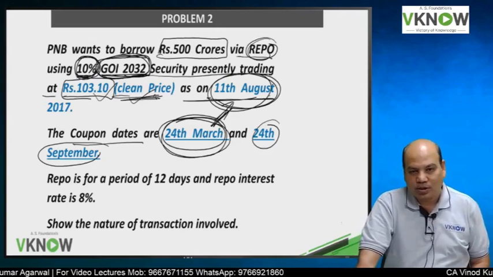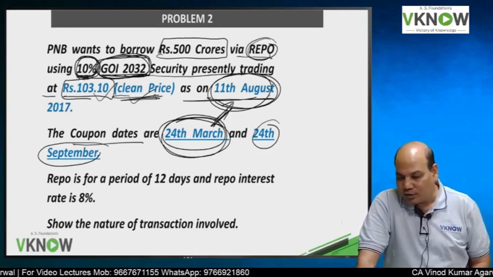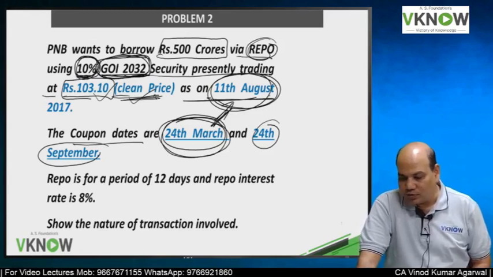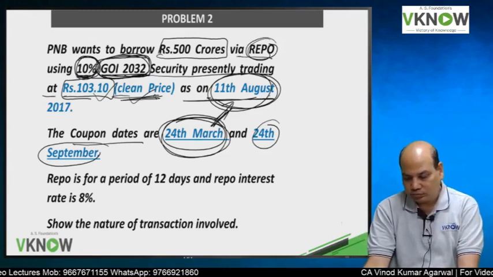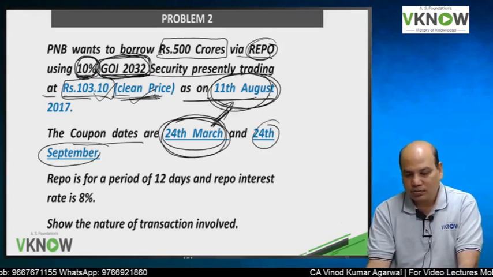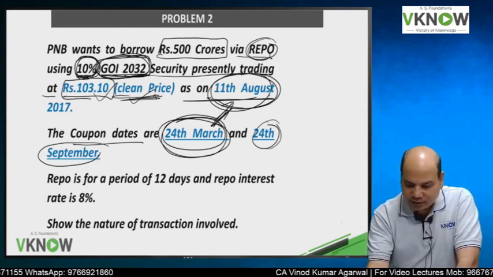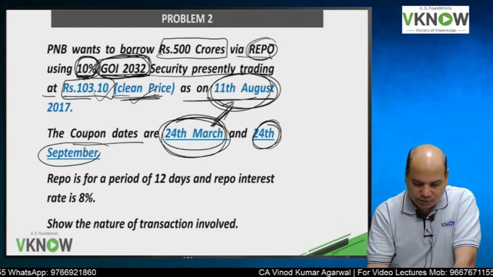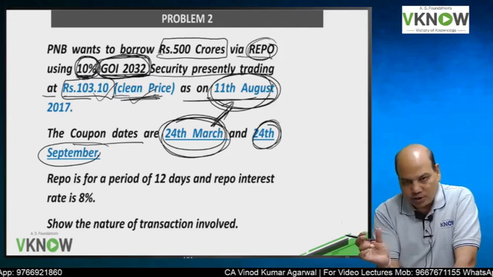Anybody wants to reply? Number of days. Like in your 11, 12 foundation inter, you have done this kind of days calculation. How many days interest accrued? Please reply. Okay, we'll see later. And the next interest payment date is 24 September. So the transaction has taken place between two interest payment dates.